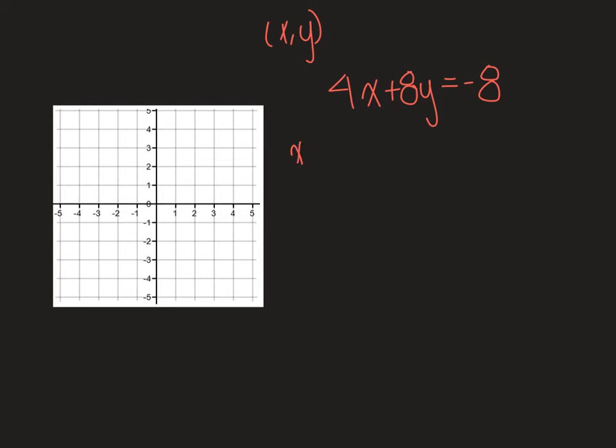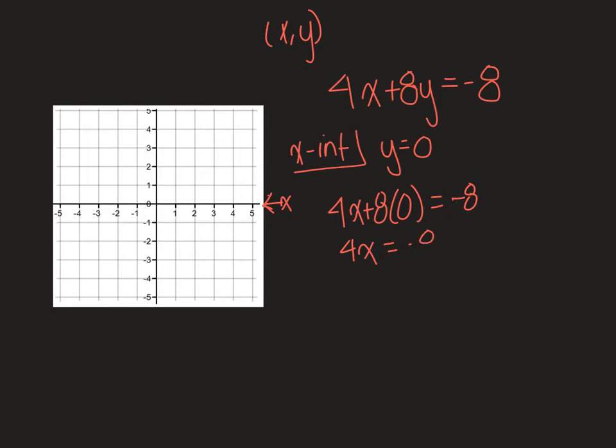So if you're looking for an x-intercept, that means it is falling on this x-axis. So that means that your y should be 0. So we're going to start there, and I'm going to plug 0 in for y. So I have 4x plus 8 times 0 equals negative 8. That gives me 4x equals negative 8. Then when you solve for x, you divide by 4 on each side and you get negative 2. This ordered pair is negative 2, 0. So then you're going to put a point at negative 2, 0.